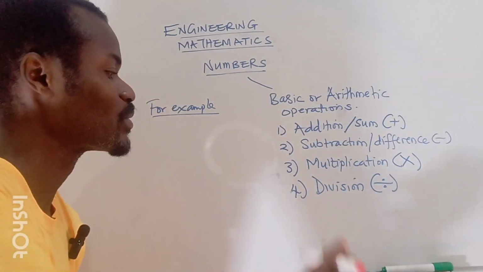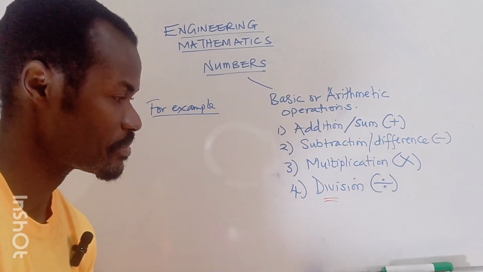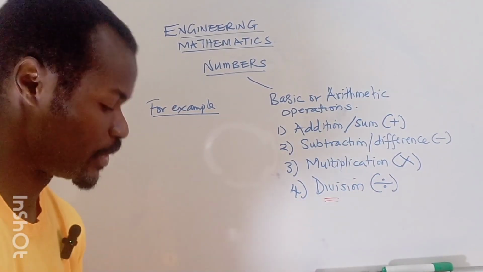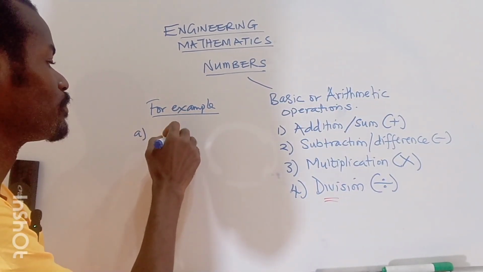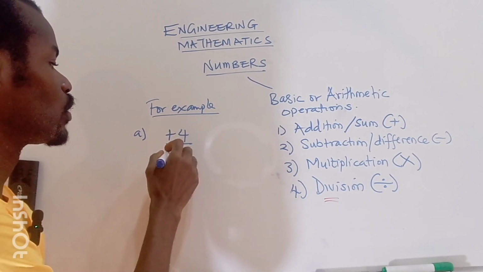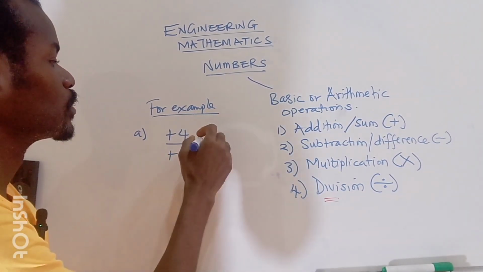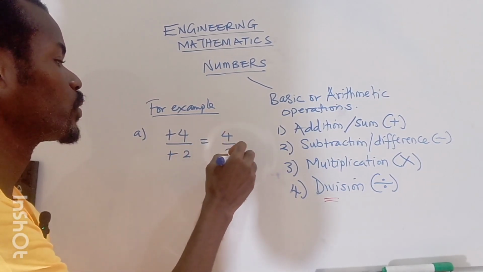And let us look at division. There are some simple rules to division. The first rule is if I have plus 4 divided by plus 2, we can write it as 4 divided by 2.